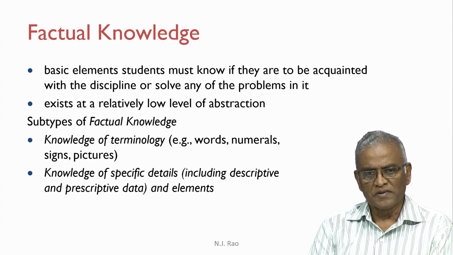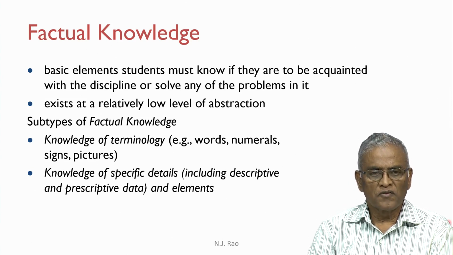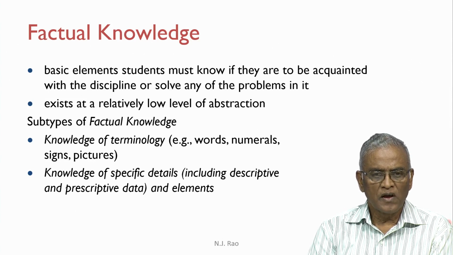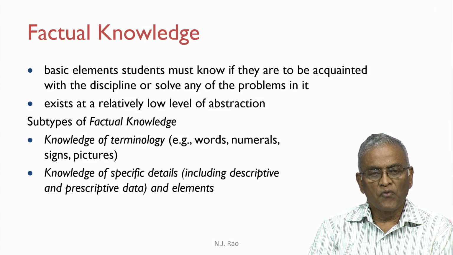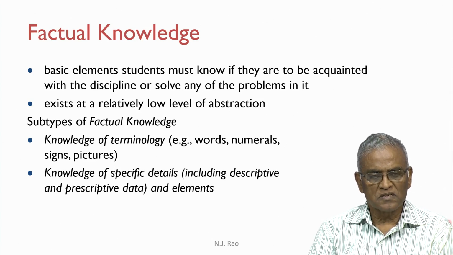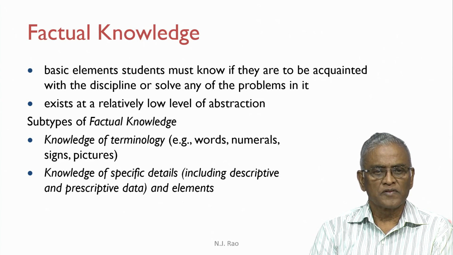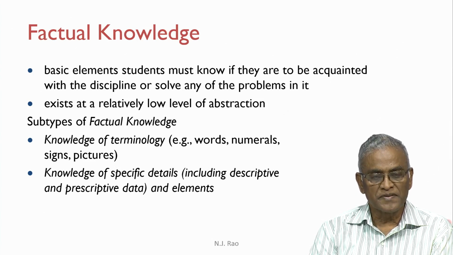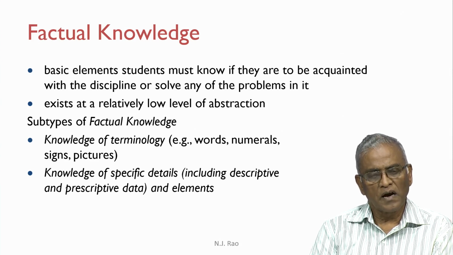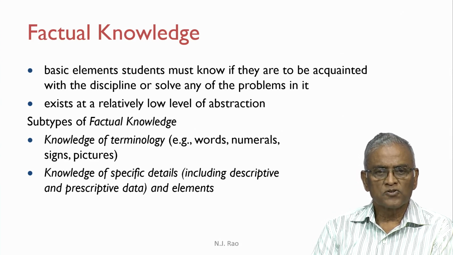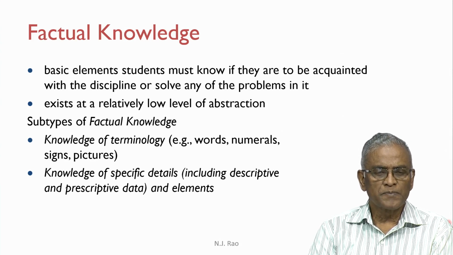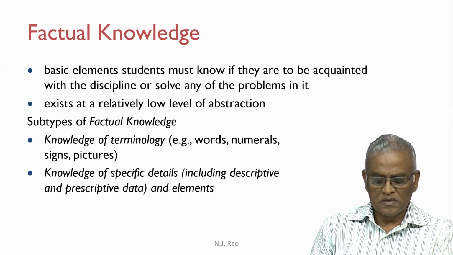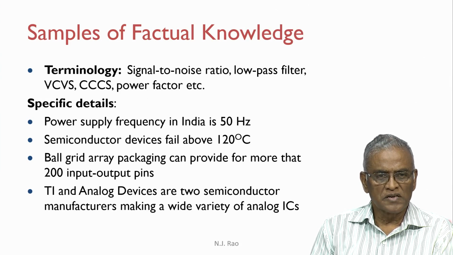One is descriptive. Descriptive means you are giving factual specific details of what already exists in nature. Prescriptive data means we want something to be such and such. We will say the weight of this chair should not exceed something, that is also prescriptive data. So, an engineer or anyone should be familiar with both descriptive and prescriptive data. Okay. So, these are the subcategories of factual knowledge.